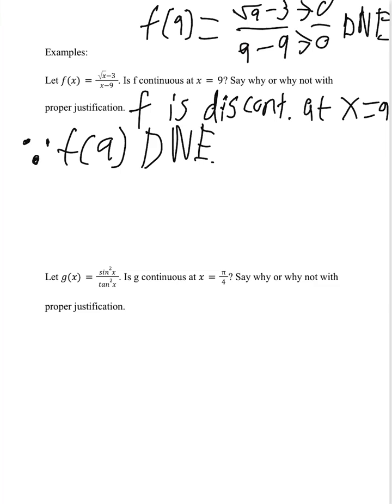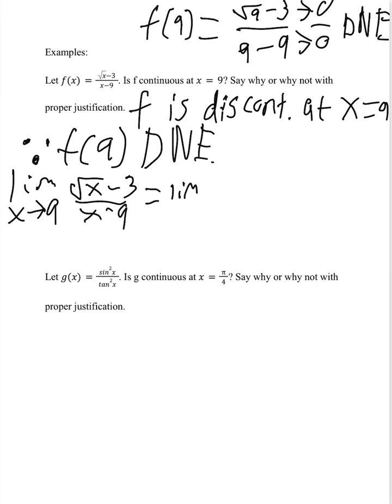But if we want to keep going, we could list all of the criteria. And that's what I'm going to do. But note that what we have now is a good justification. So I'm going to do the limit as x goes to 9 of the square root of x minus 3 over x minus 9. This equals the limit. And since I don't have enough room, I'm going to take a shortcut here.